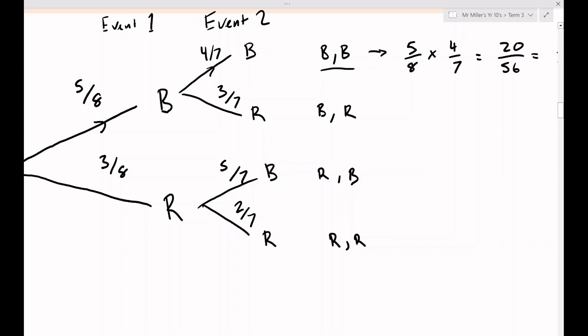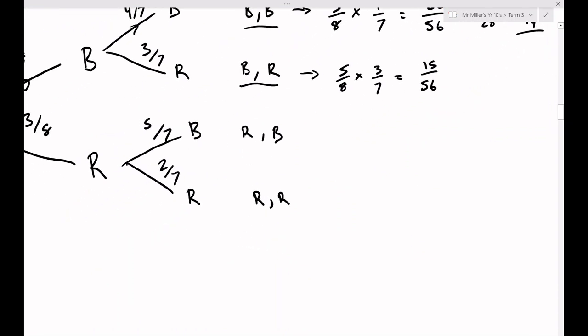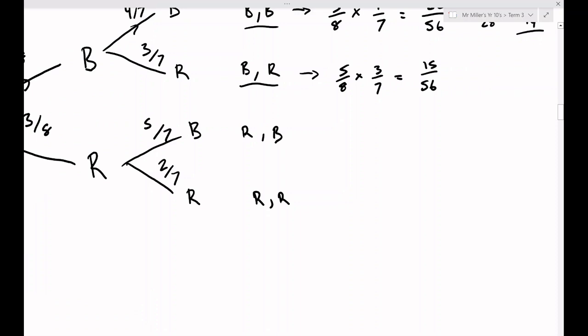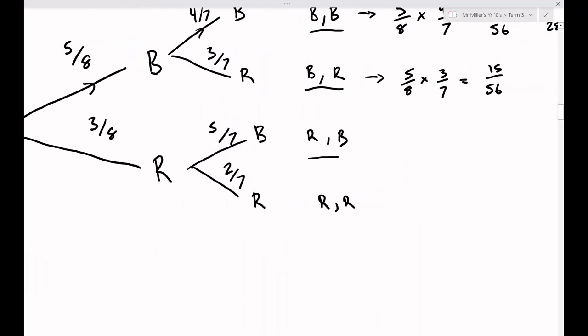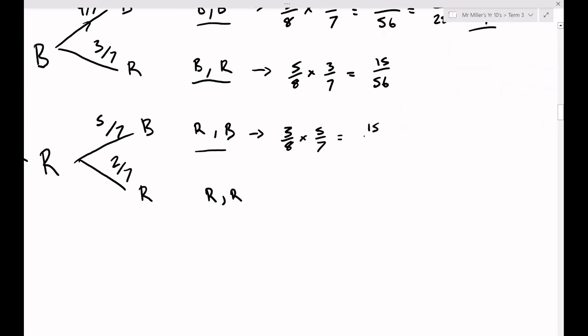All right. Blue red now. Probability here is going to be 5 on 8 times 3 on 7. That's going to be 15 on 56. And I don't think we can simplify that, but I could be wrong. Let me just check. 56 divided by 3. No. Okay. Red then blue, that's going to be 3 on 8 times by 5 on 7. It's going to be 15 on 56 as well.